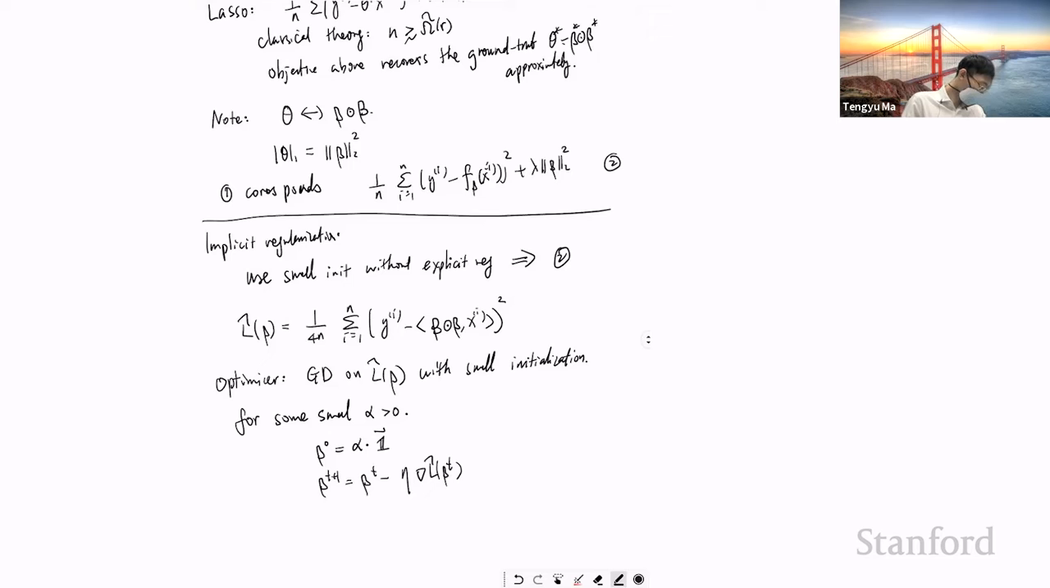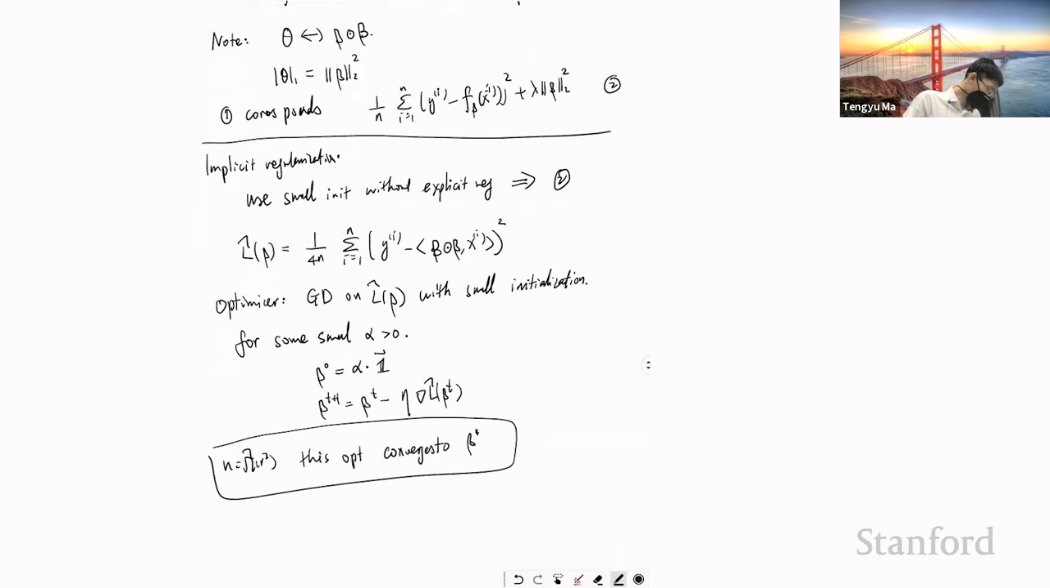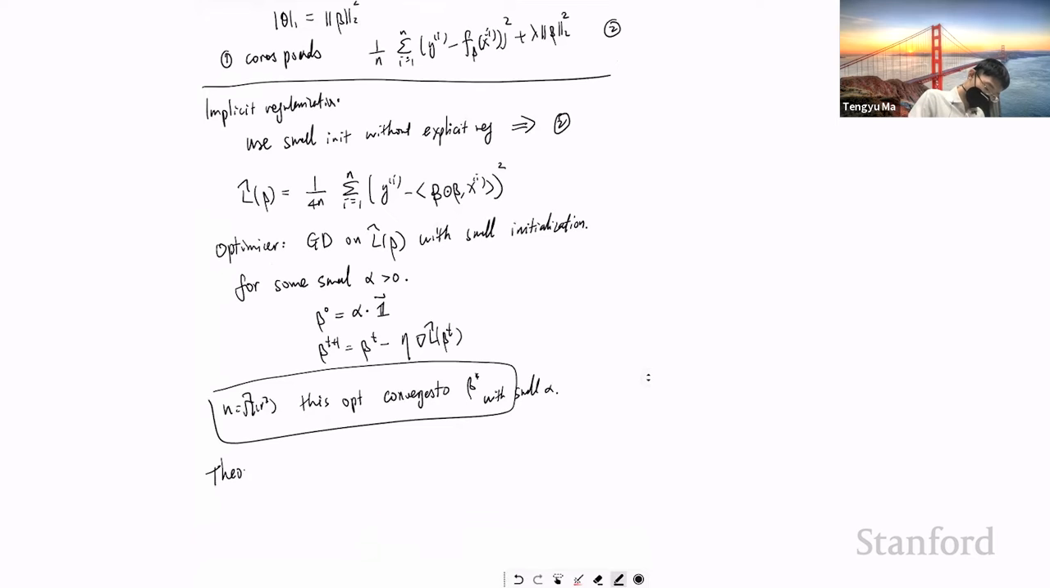So here is the theorem. The shorter version of the theorem is that when n is omega squared, this algorithm converges to beta star. But I think there's a little bit of detail with small alpha, so let me state the main theorem.